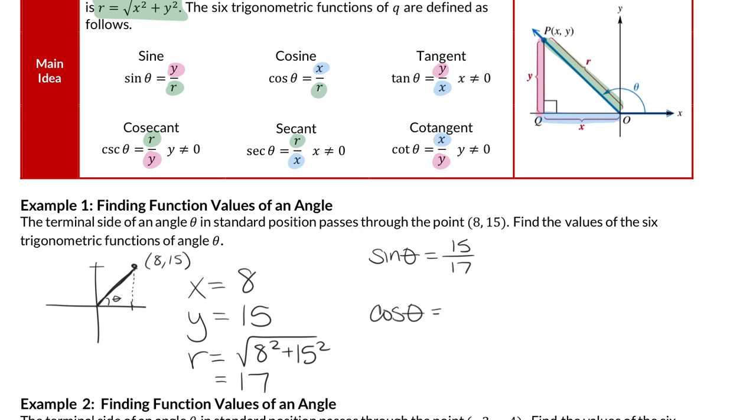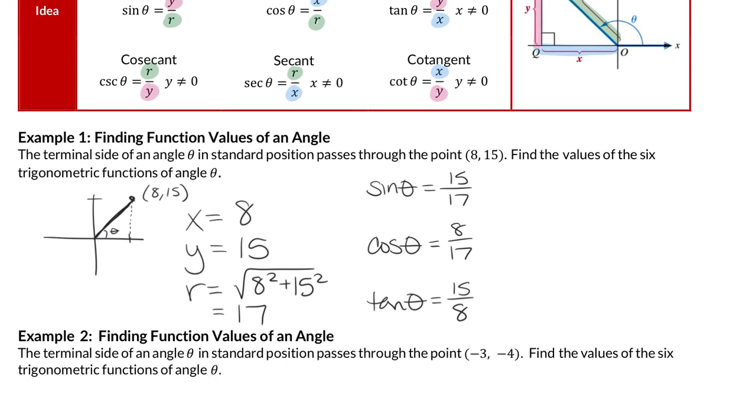Cosine of theta would be x over r. Tangent of theta would be 15 over 8. We see how if they're labeled, we can just plug them in, yeah? And the reason I'm doing them like this, where sine, cosine, and tangent are stacked like this, is because if you remember which function is the reciprocal of which, all you have to do is flip these fractions over.